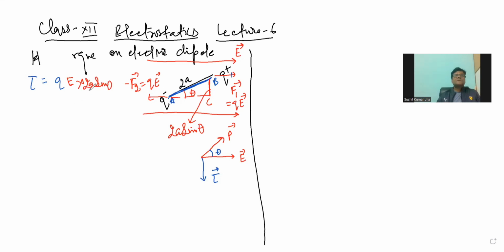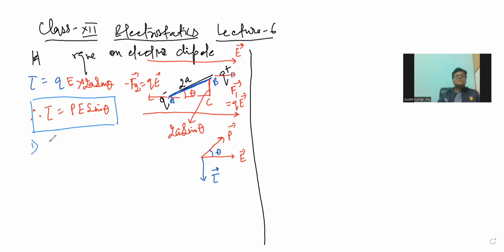So this is 2a sine theta. We have also done Q into 2a will be the dipole moment. Therefore, tau becomes PE sine theta. This is the formula we have for torque. Clear? So torque becomes PE sine theta.